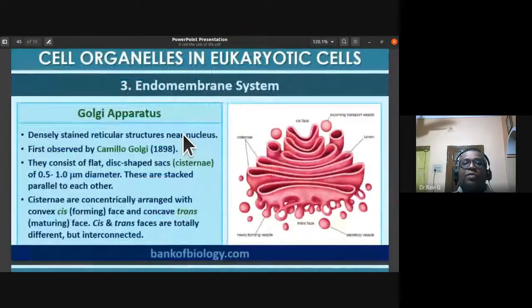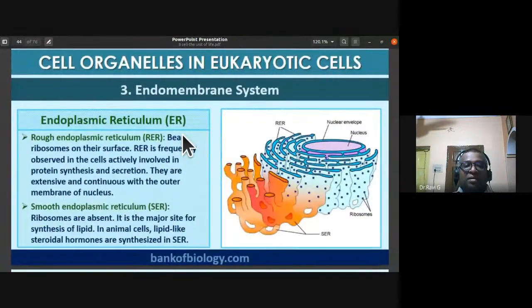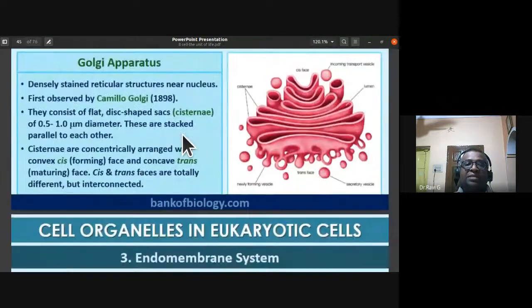The next endomembrane system after the discussion of the endoplasmic reticulum is the Golgi apparatus. Golgi apparatus, or Golgi complex as we call it, consists of densely stained reticular structures found near the nucleus. It was first observed by Camillo Golgi and named after him as Golgi complex.